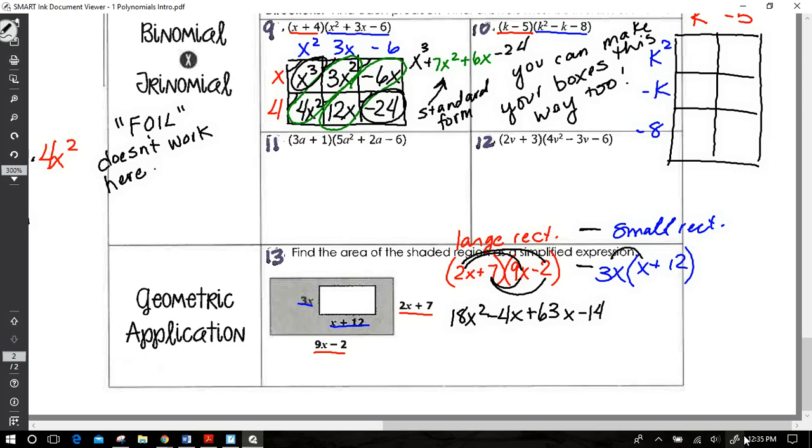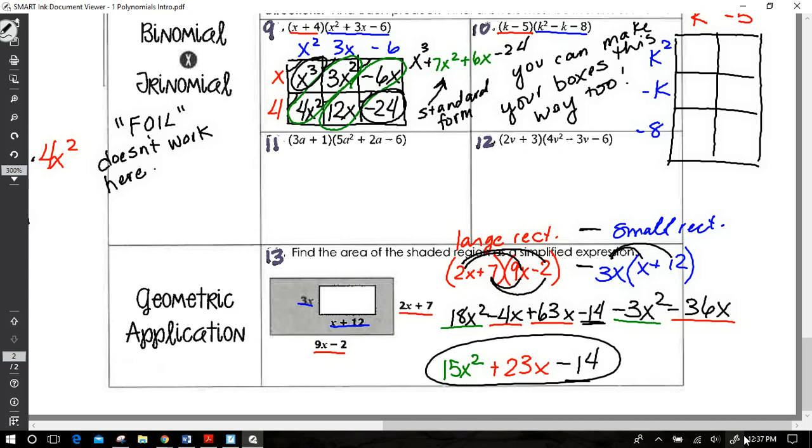Now let's go ahead and simplify the small rectangle. Negative 3x times x is negative 3x squared. Negative 3x times positive 12 is negative 36x. And now I am ready to go combine all the like terms that I have here. So 18x squared minus 3x squared is 15x squared. And then negative 4x plus 63x is 59x. 59 minus 36, when I combine all of those, is going to give me a positive 23x. And then the only thing not underlined here is this minus 14, so it's just going to come down at the back.